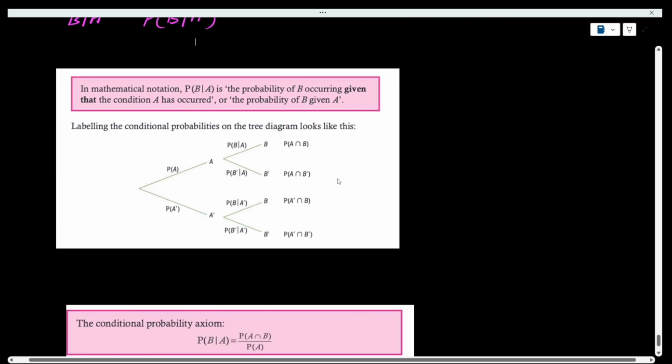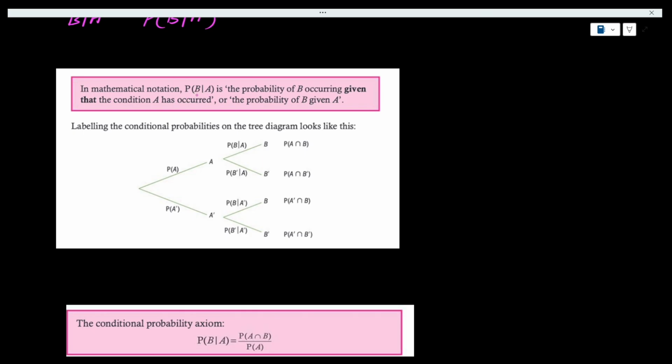So in mathematical notation, the probability of B happening when A has occurred, B occurring given that condition A has occurred, is the probability of B given A, right? So you'll see that word given that. Now labeling, how are you going to do it? There is the probability of A and this is not A, correct? This is A, not A. Now if I'm taking the second event as B, you know that A has already happened, so it is going to be A intersection B. Now for not happening of B, when A has already happened, we take it as A intersection B dash.